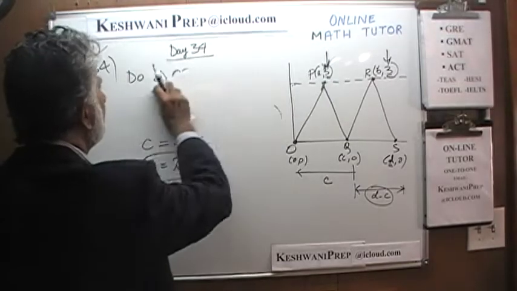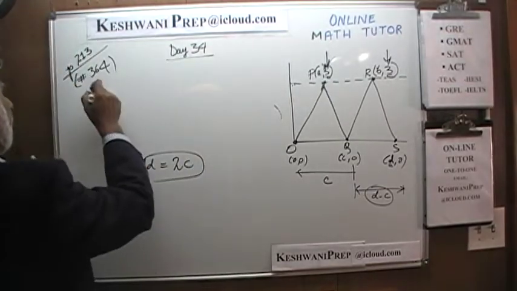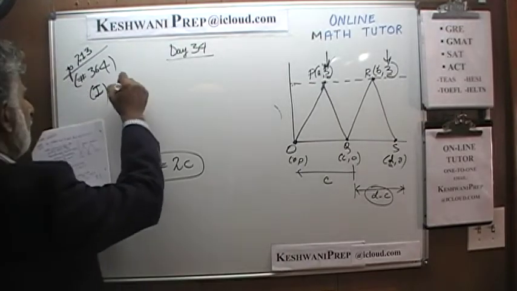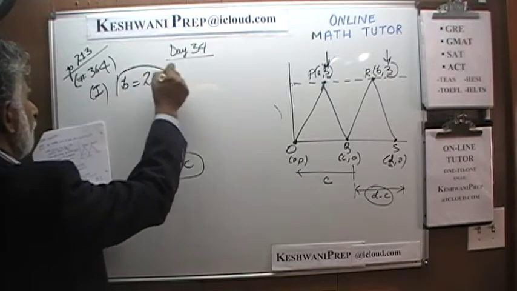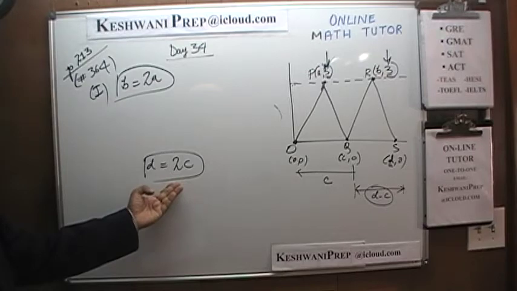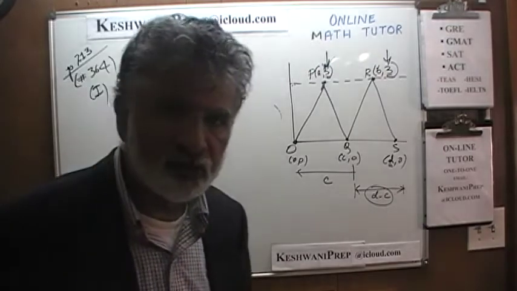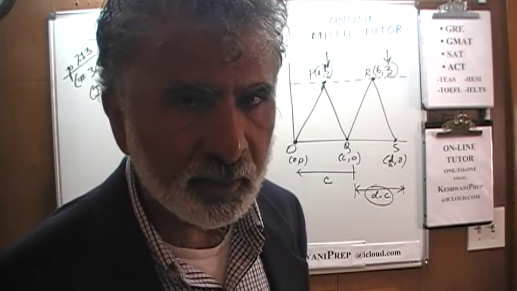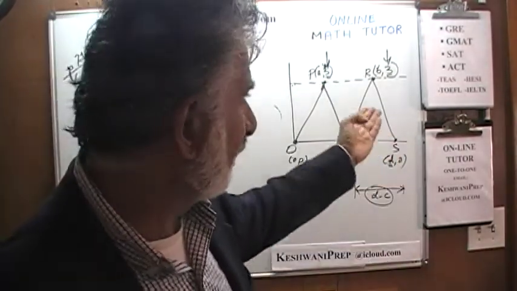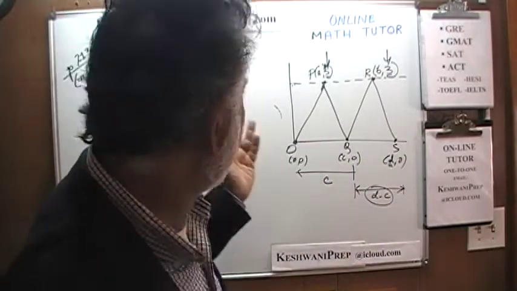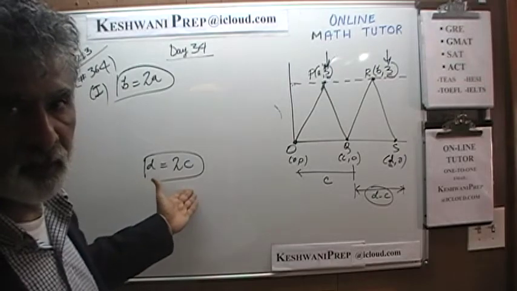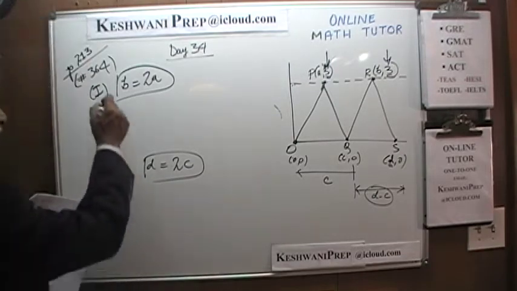First statement. The first statement tells us that B equals 2A. Which is great, but it does absolutely no good for us here, because we are interested in knowing how C compares to D. We're not interested in A and B. A and B have to do with the altitude. We don't need any information for it. We can clearly see they have equal altitude. We want to see how C equals D. The first statement does not do anything.